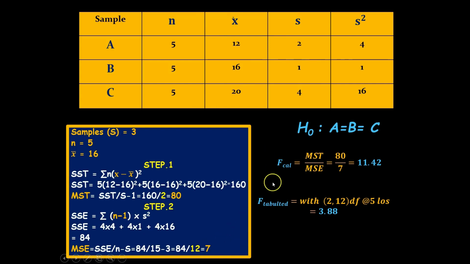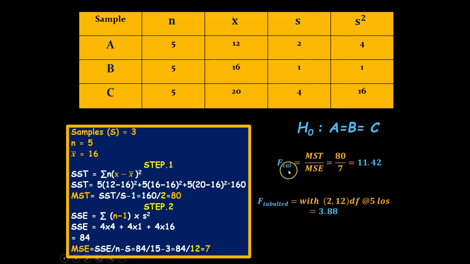Now we have to use this F test, or variance ratio test, to see whether there exists a significant difference among these 3 samples or not. So we simply substitute the mean square values of these two calculated variances, mean square due to treatments or samples and mean square due to error. So 80 divided by 7 is 11.42. This is our calculated F.